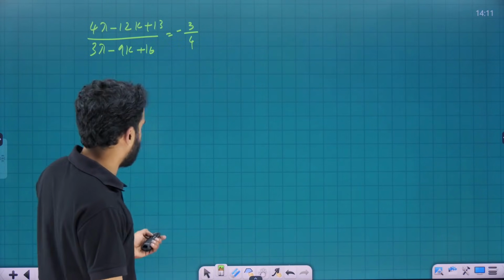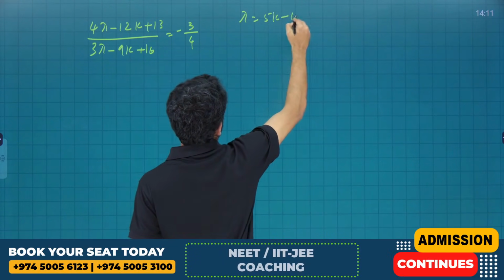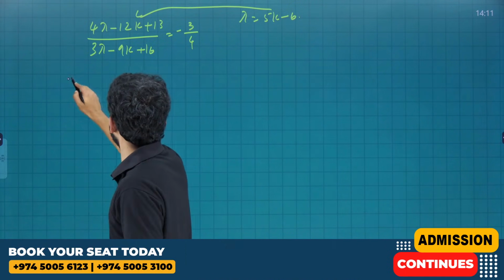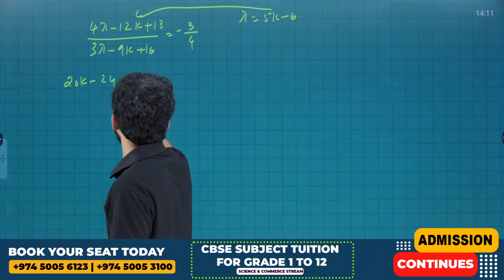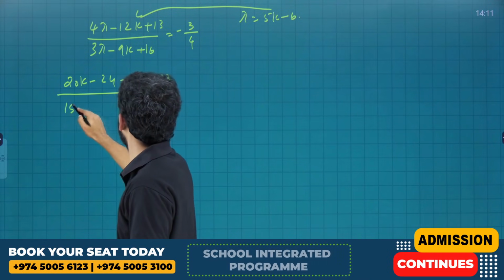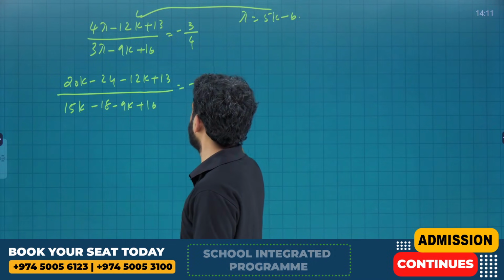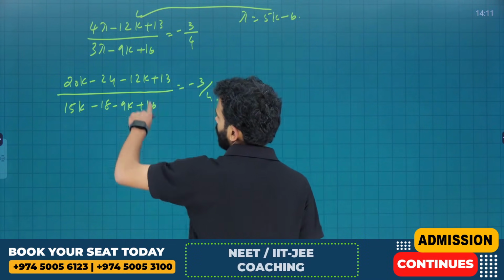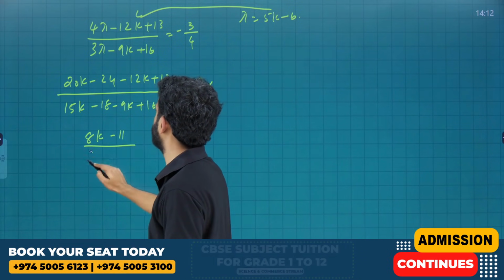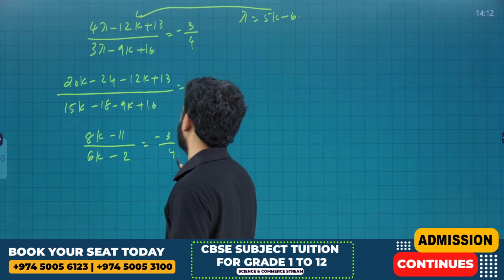And what was lambda again? Lambda is equal to 5k minus 6. Substitute that here and you will get the corresponding value. That is 20k minus 24 minus 12k plus 13 divided by 15k minus 18 minus 9k plus 16, which is equal to minus 3 by 4. So what is 20k minus 12k? That is 8k minus 11 divided by 6k minus 2, that is equal to minus 3 by 4.